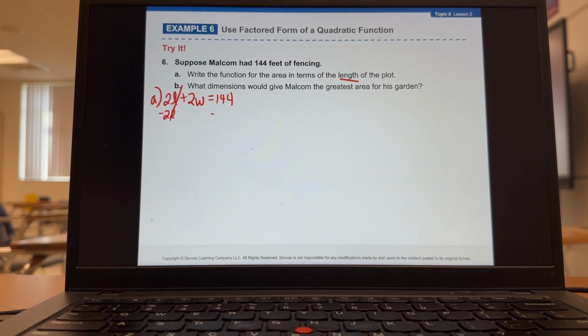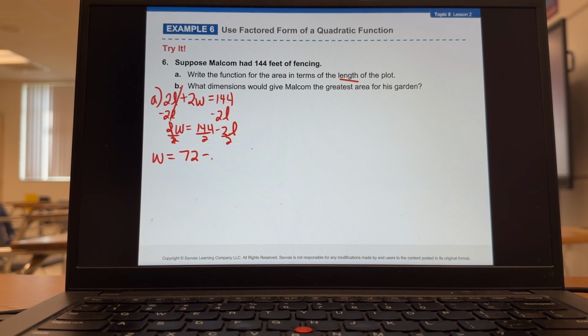Minus 2L, minus 2L. 2W equals 144 minus 2L. Divide everything by 2. Width equals 72 minus L. So write the function for the area. So area equals length times width. So A of L now equals L times my width, which is now 72 minus L.